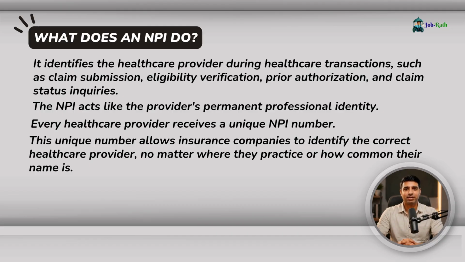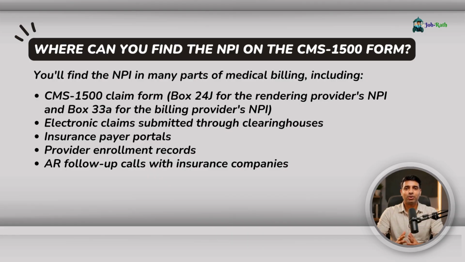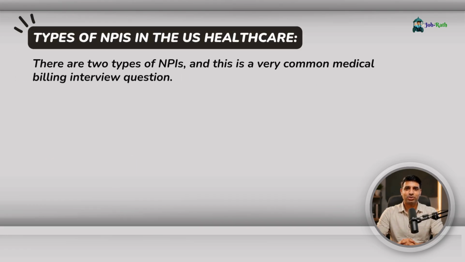You'll find the NPI in many parts of medical billing, including the CMS-1500 claim form: Box 24J for the rendering provider's NPI, and Box 33A for the billing provider's NPI. You'll also find it in electronic claims submitted through clearinghouses, insurance payer portals, provider enrollment records, and AR follow-up calls with insurance companies. There are two types of NPIs, and this is a very common medical billing interview question.